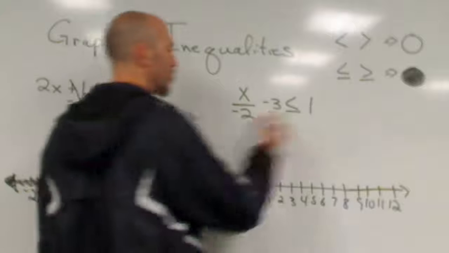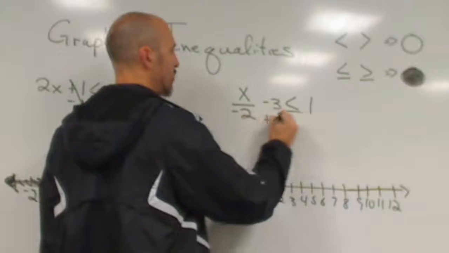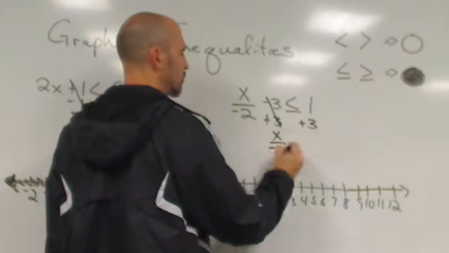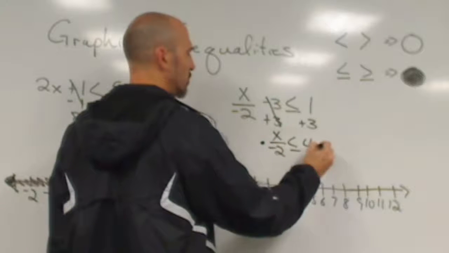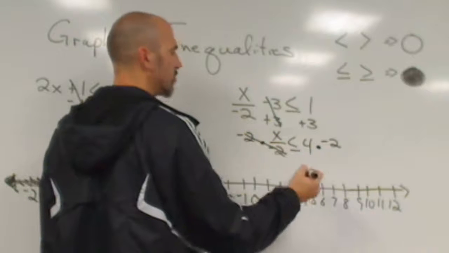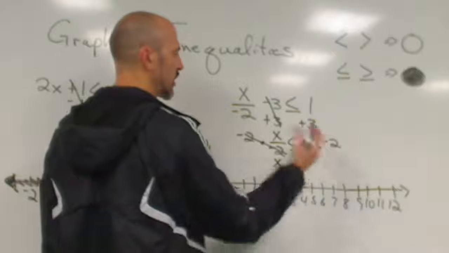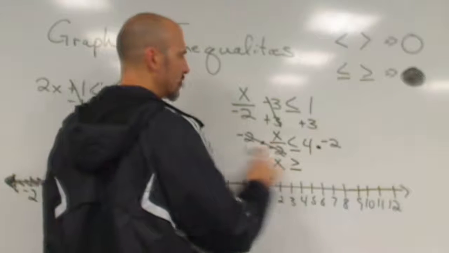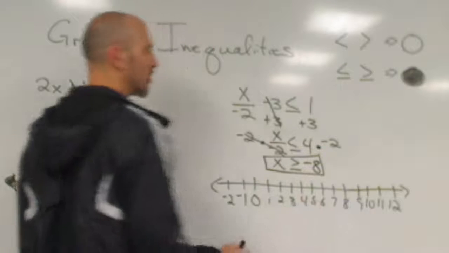Over here, let me go ahead and solve it real quick. Again, solve an inequality just like you would an equation. Add 3, add 3. X over negative 2 is less than or equal to 4. Now multiply both sides by the denominator, the negative 2. And like I said, if you multiply or divide by a negative, when you get down to the one-step equation, the inequality will change direction. So it's going to change direction because we multiply by negative 2, and that's going to go to negative 8. So my answer is x is greater than or equal to negative 8.